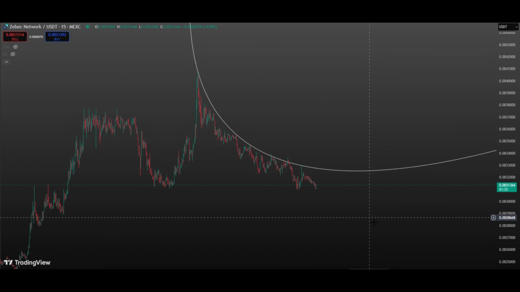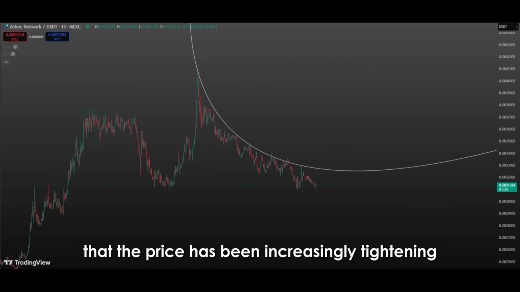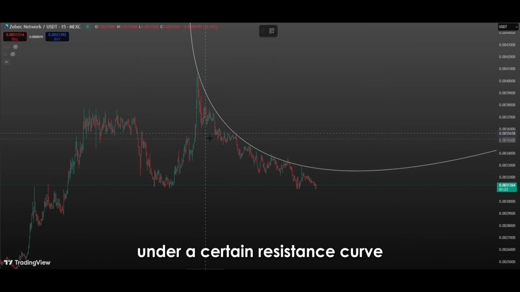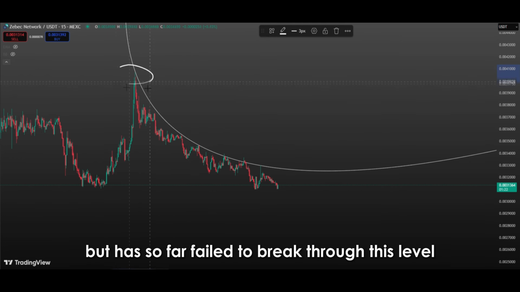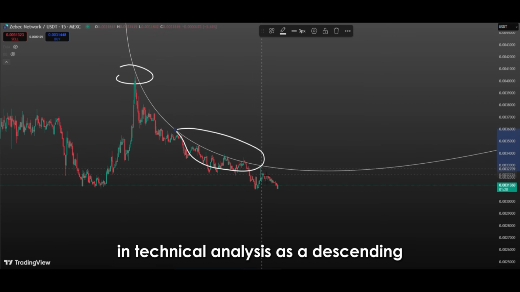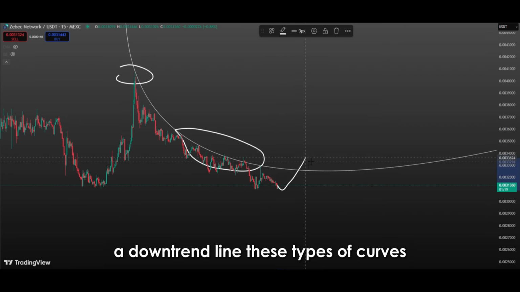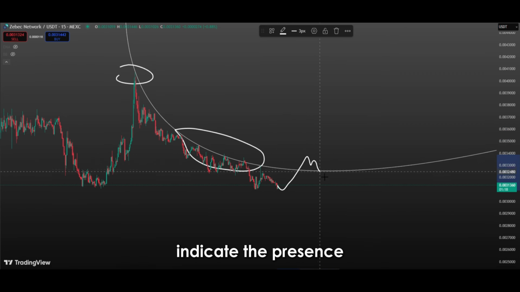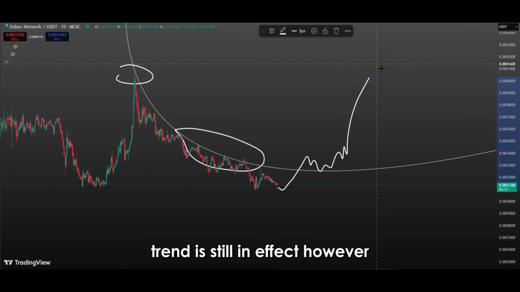When a long-term analysis is conducted on the chart, it is clearly observed that the price has been increasingly tightening under a certain resistance curve and has touched the structure multiple times but has so far failed to break through this level. This structure is commonly defined in technical analysis as a descending curved resistance line, or more generally, a downtrend line. These types of curves indicate the presence of selling pressure in the market and that a prevailing bearish trend is still in effect.